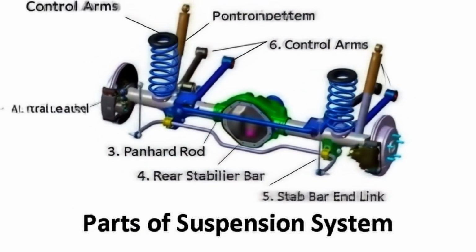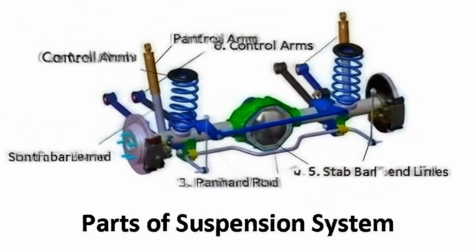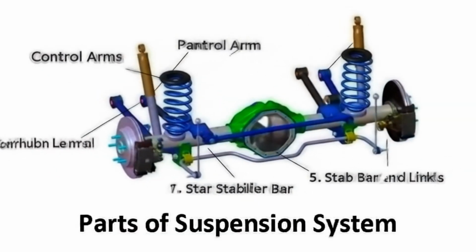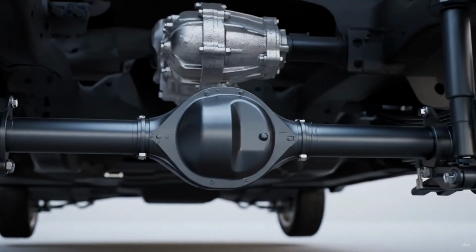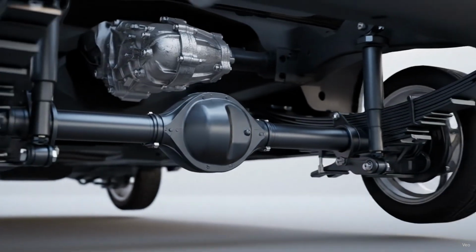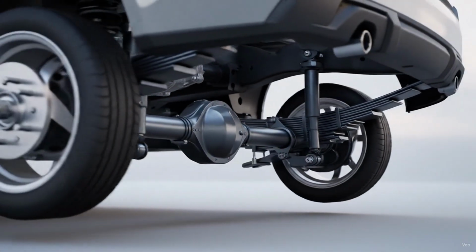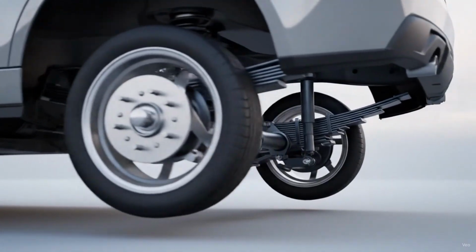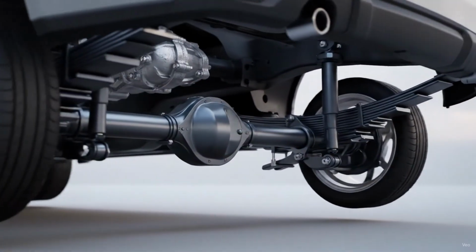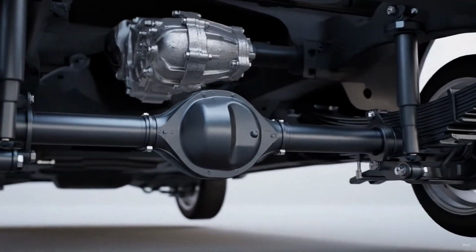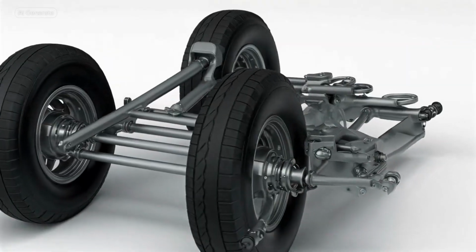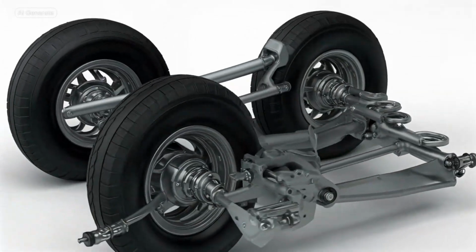This video is a diagram illustrating the key components of a non-independent solid axle rear suspension system commonly found in various vehicles, especially trucks, SUVs, and some older cars. This type of suspension means that the wheels on either side of the axle are connected and move together, unlike independent suspension where each wheel can move vertically on its own. Here's a detailed description of the labeled parts.